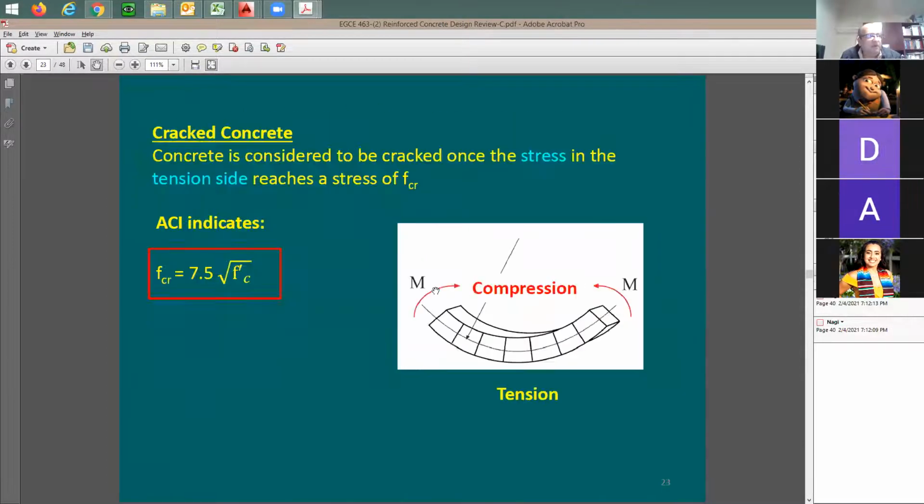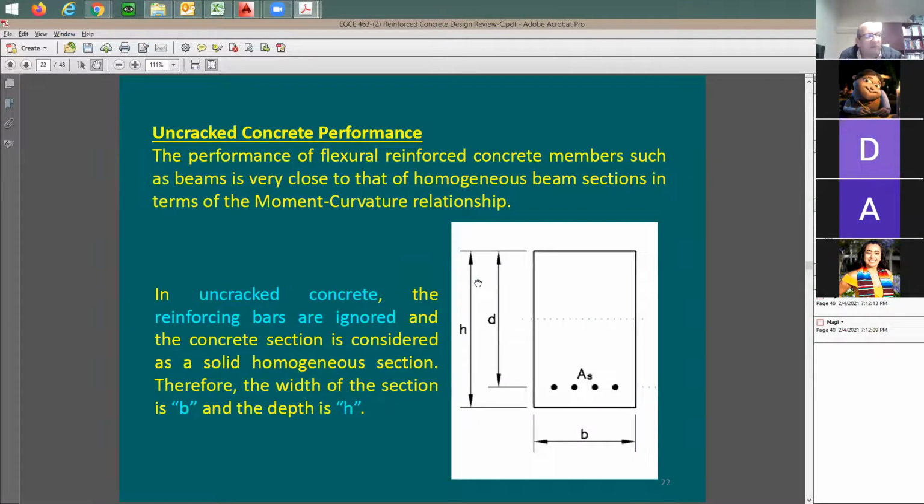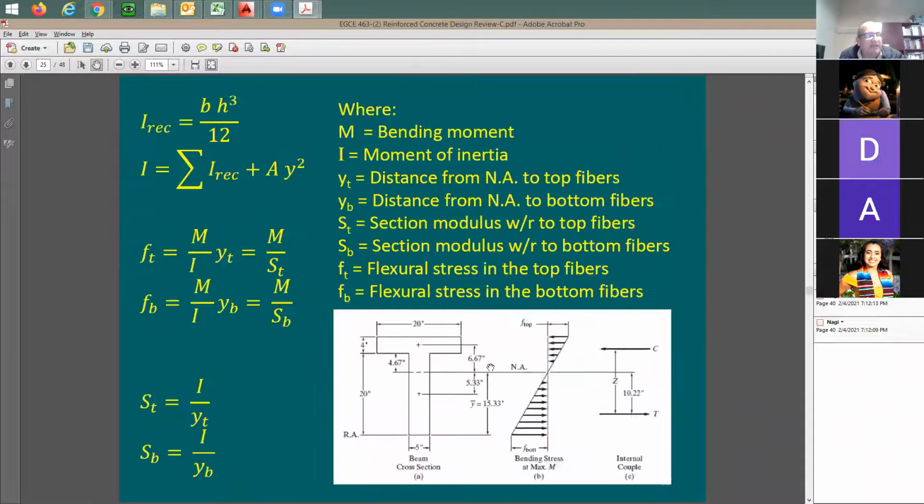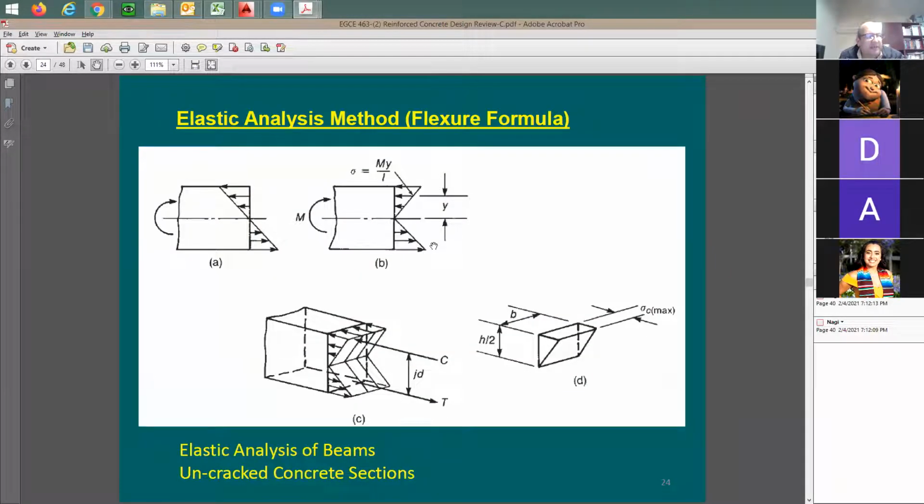This is the cracking moment, right? We went through this. Just want to be sure that we went through this. So what's the difference between this problem here before cracking and this problem after cracking? This one is the basic understanding of an uncracked section, like a homogeneous section, right? And this shows the performance of the concrete beam before cracking.